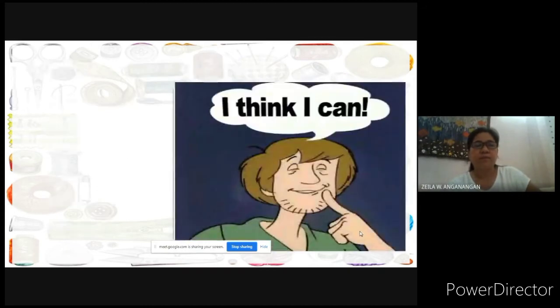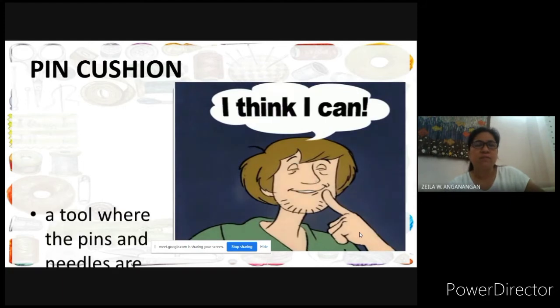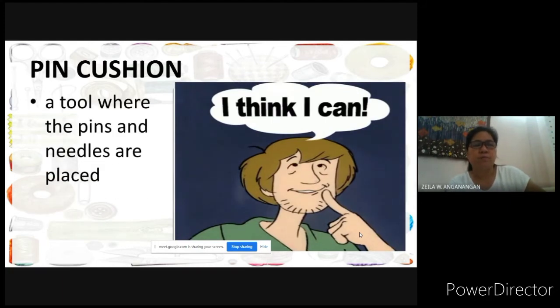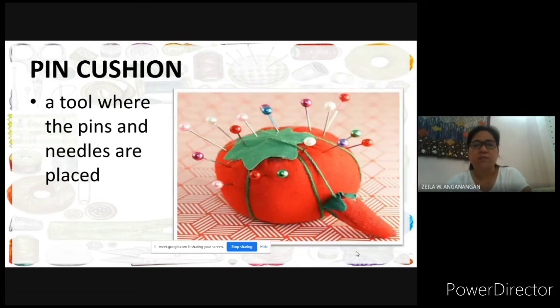Next, pin cushion. So what is it? It is a tool where the pins and the needles are placed. Okay, so let's check a picture of a pin cushion. Okay, so here is a pin cushion.